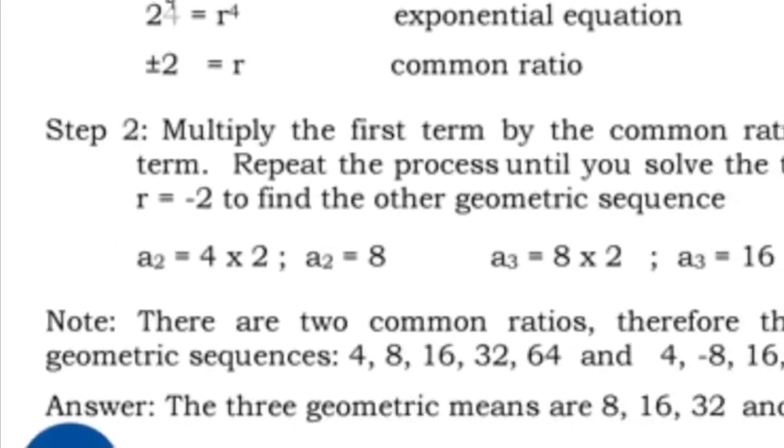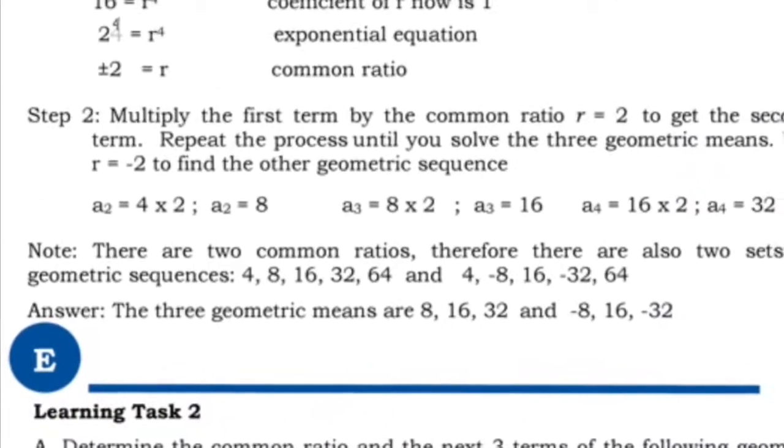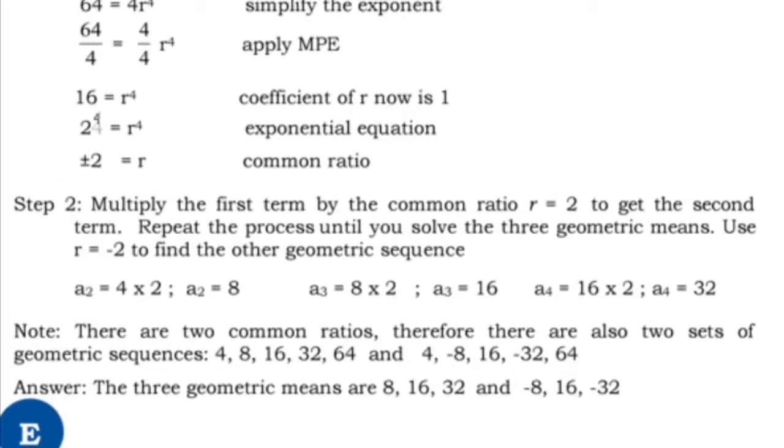So for the second step, we're going to multiply the first term by the common ratio r equals 2 to get the second term. Okay? Our first term is 4. So to get the second term, so times 2 lang, the common ratio. So the second term will be 8. Then to find the third term, ang 8 ay multiply lang din natin sa 2. So 8 times 2 is 16. That will be a sub 3. Then for the fourth term, multiply natin ang 16 by 2. So that will be 32.